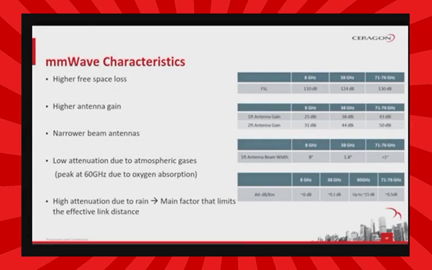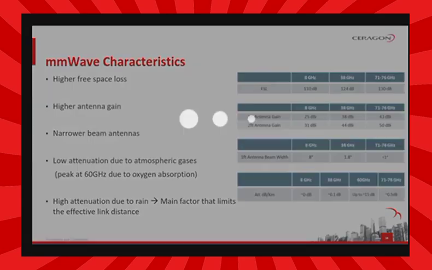Here you may see the millimeter wave characteristics. Higher free space loss. Higher antenna gain. Narrower beam antennas. Low attenuation due to atmospheric gases. The peak at 60 GHz is due to oxygen absorption. High attenuation due to rain, which is the main factor that limits the effective link distance.